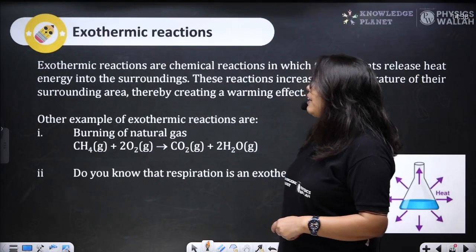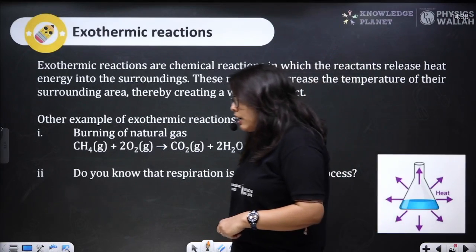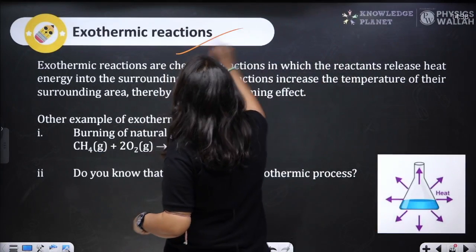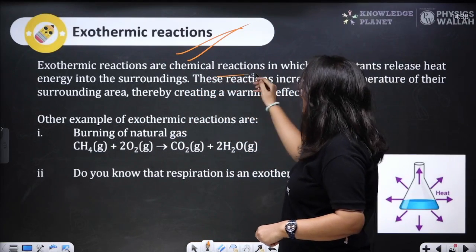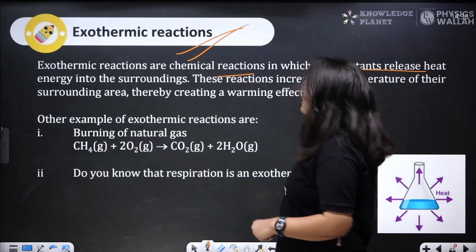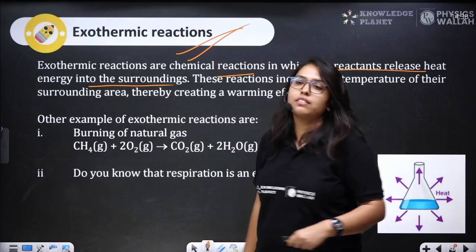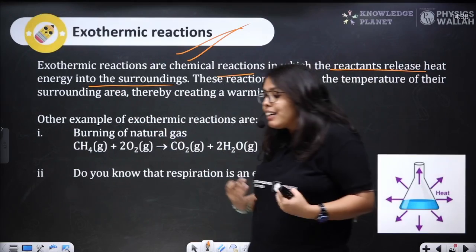Now you must be wondering, ma'am, heat is released. Does this have a name? Yes. Exothermic reactions. Exothermic reactions are chemical reactions where the reactants release heat energy into the surroundings. Heat is released into the surroundings.